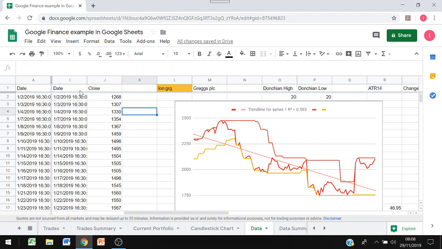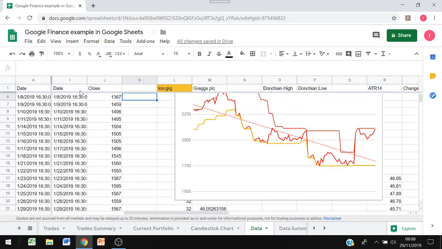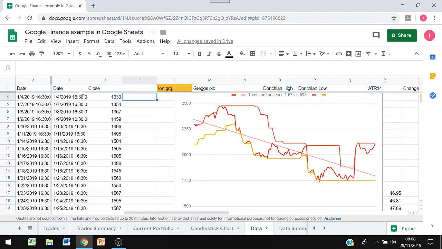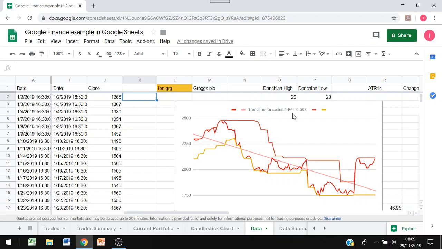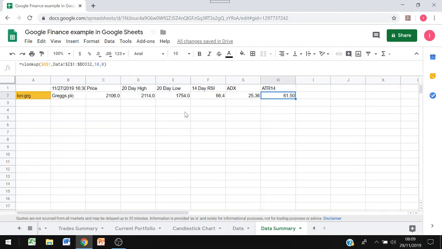Then I do some work off the back of it. So I plot a graph of the share price, and then it plots me a trend line to show what's going on, and then also the R squared regression on that trend line. And then I basically calculate all sorts of other information off the back of it.